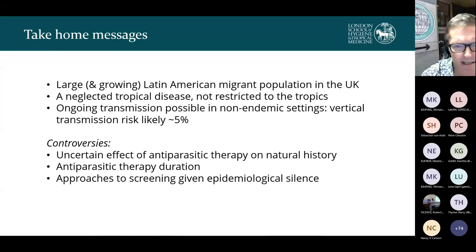And Natalie's just mentioned the approaches to screening and how we square the fact that we might be diagnosing and treating people who actually, or testing people who don't necessarily need testing. But I think that's the risk we take. So I'm going to stop there.